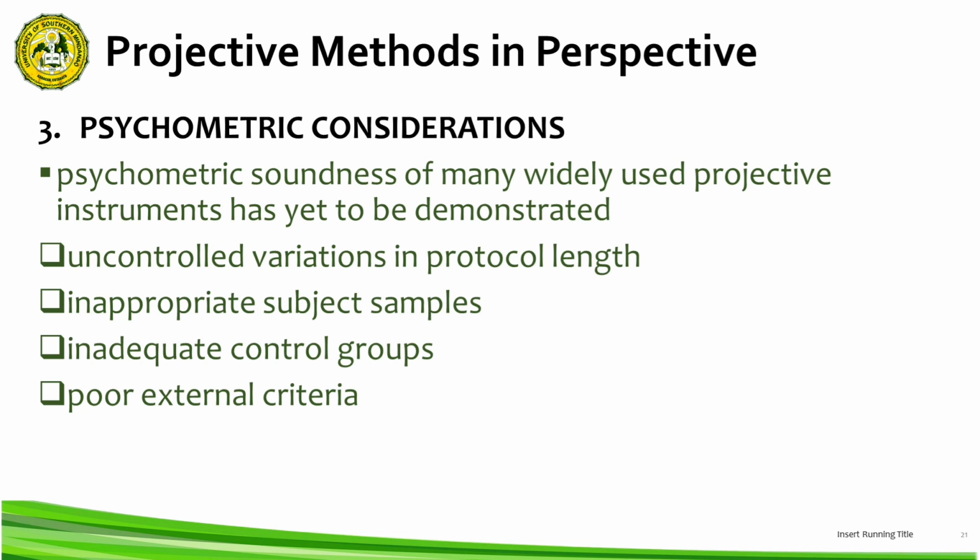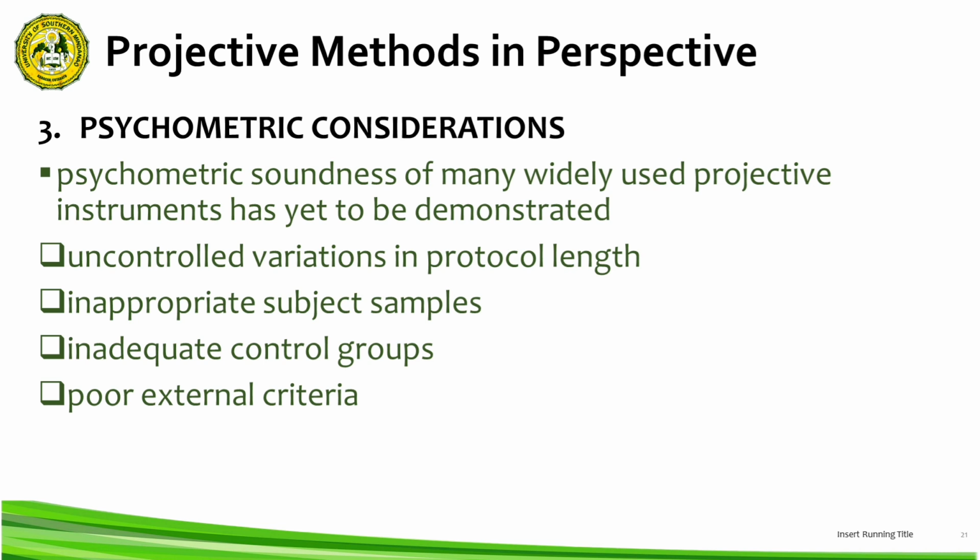The third one is the psychometric considerations. The psychometric soundness of many widely used projective instruments has yet to be demonstrated. Critics of projective techniques have called attention to variables such as uncontrolled variations in protocol length, inappropriate subject samples, inadequate control groups, and poor external criteria as factors contributing to spuriously increased ratings of validity. Ever since projectives came into widespread use, there has been a raging debate between academicians who argue that projective tests are not technically sound instruments and those clinicians who find such tests useful.